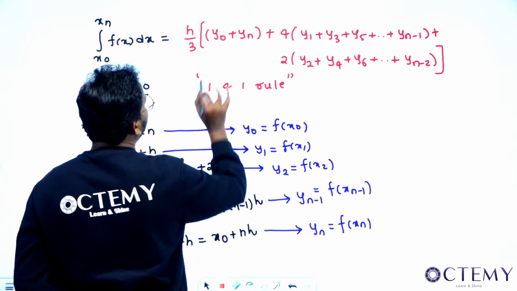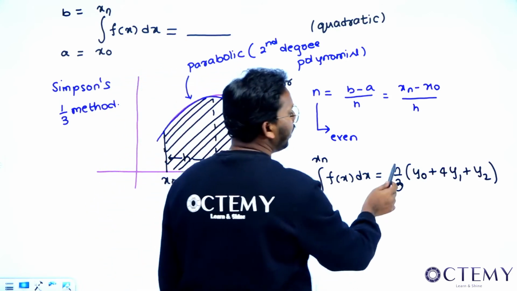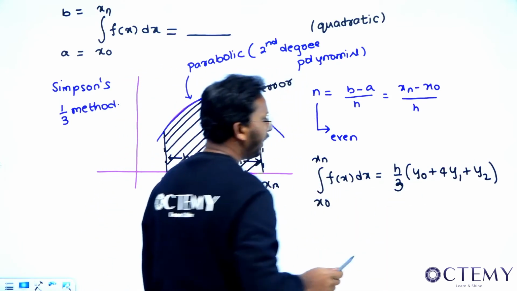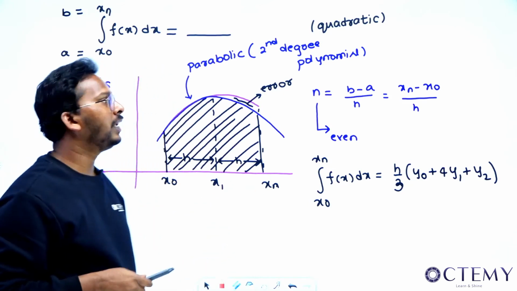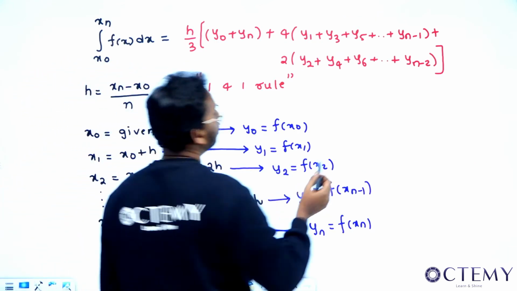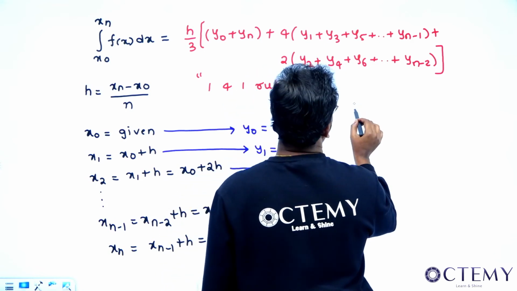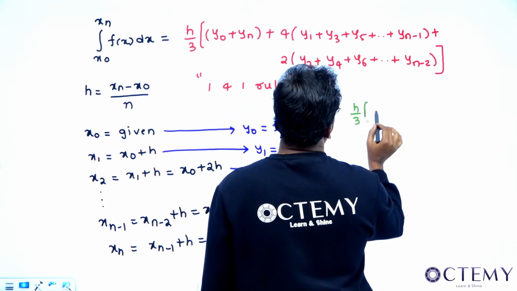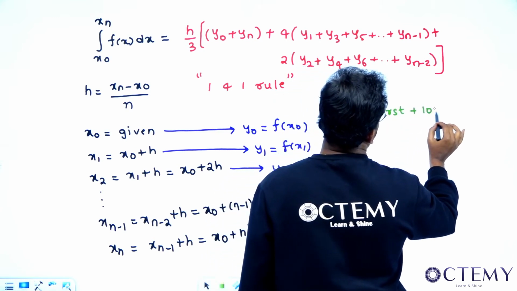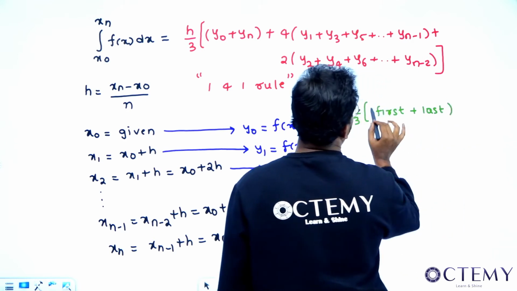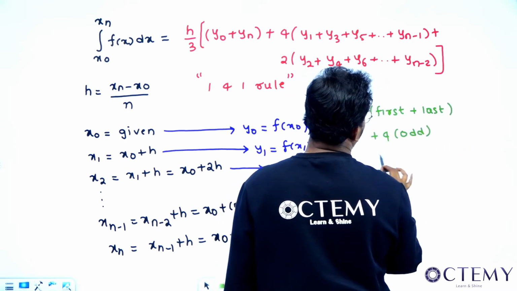Why 141 rule? For every parabola, the area will be h by 3 times 141, right? So the odd numbers will always have 4, and the even numbers will have 2. Or you can also remember it like this: first plus last, h by 3, first plus last, plus 4 times odd, plus 2 times even.